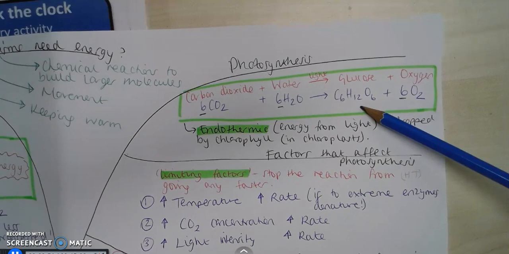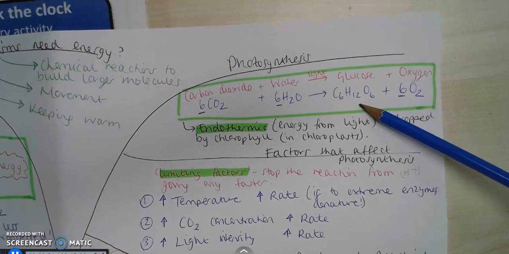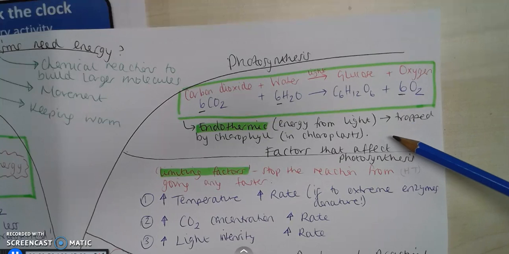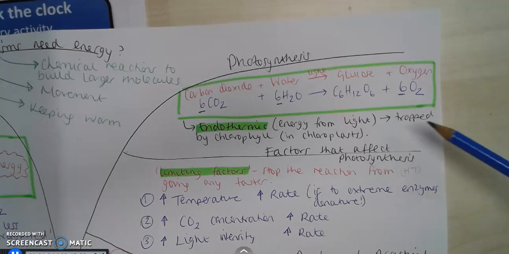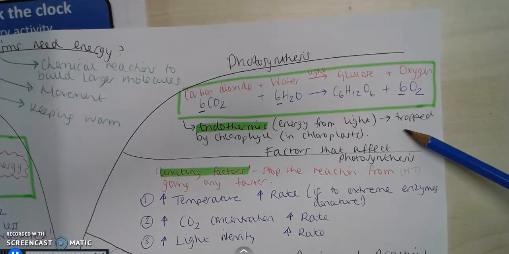C6H12O6 molecule. Now, with the photosynthesis reaction, it's important to know it's endothermic, because it's taking in energy from the light in order for it to occur, and that energy, when it's taken in, is trapped by the chlorophyll, which is the green pigment that's found in the chloroplasts.